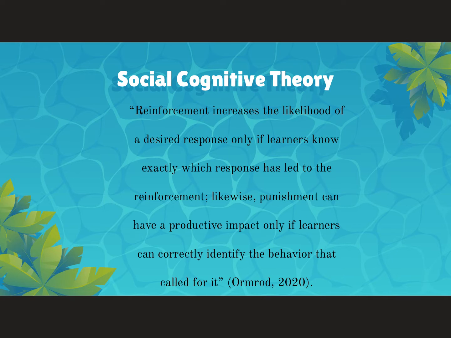The learning theory that this technology supports is social cognitive theory. A direct quote from Ormrod, Human Learning, is that reinforcement increases the likelihood of a desired response, only if learners know exactly which response has led to the reinforcement. Likewise, punishment can have a productive impact only if learners can correctly identify the behavior that called for it.